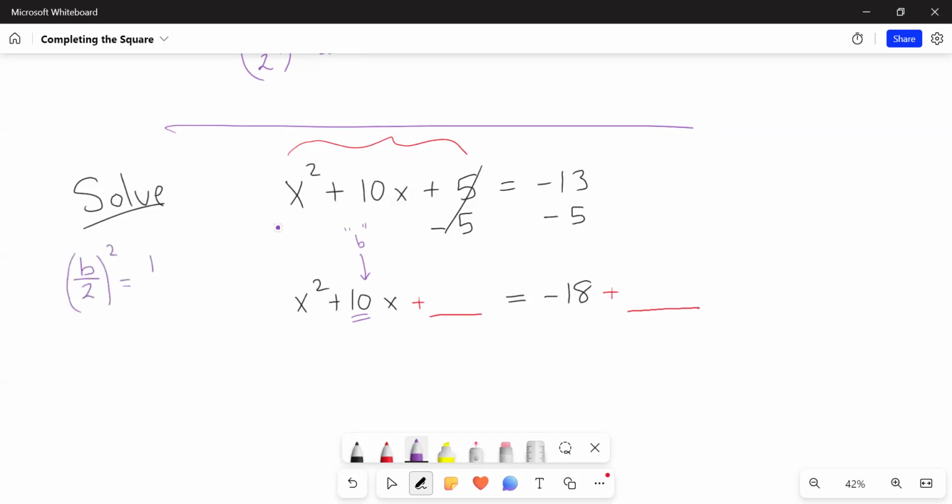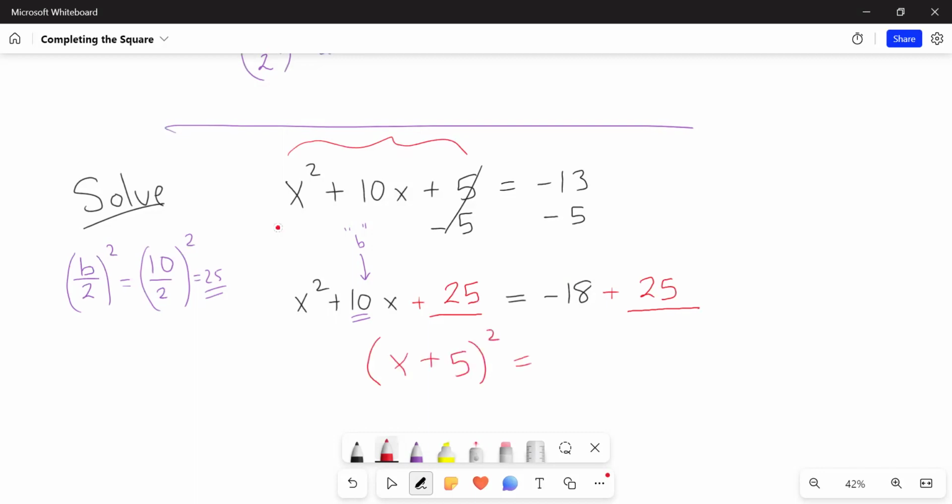In this case, we have 10. Dividing it by 2 gives us 5, and squaring it gives us 25. That's the number we need to add in to both sides of the equation. So going back to the equation, I'm going to add 25 on the left-hand side. I'm also going to add 25 on the right-hand side. What that causes is it causes me to be able to factor this to x plus 5 times x plus 5, or x plus 5 squared.